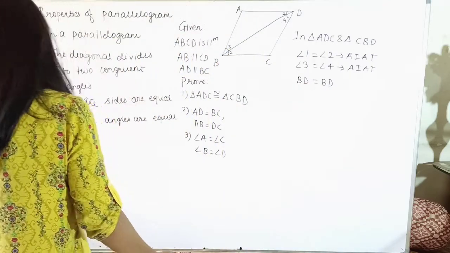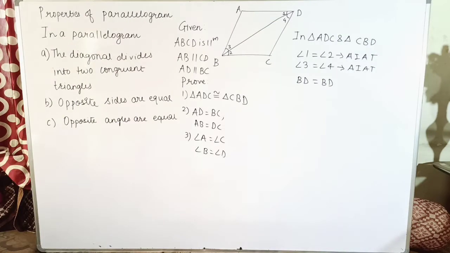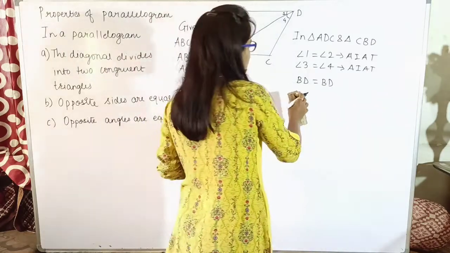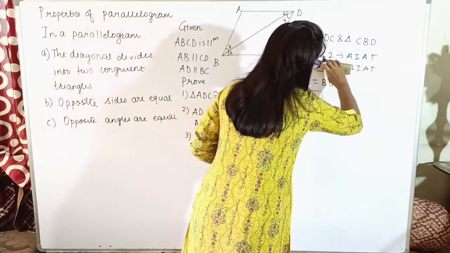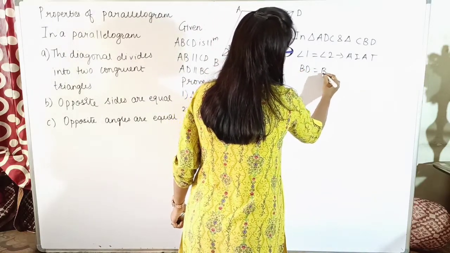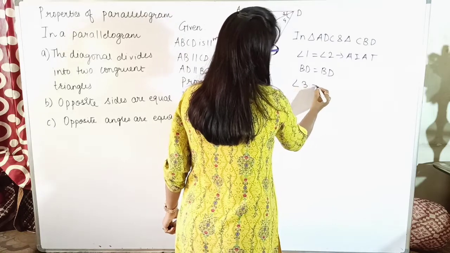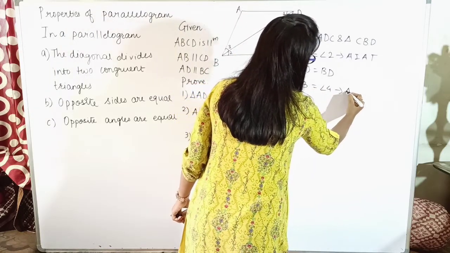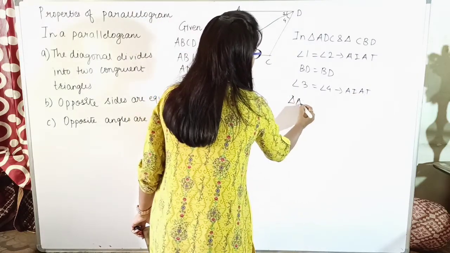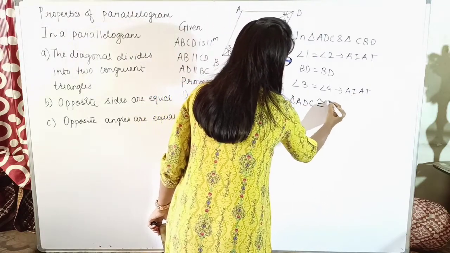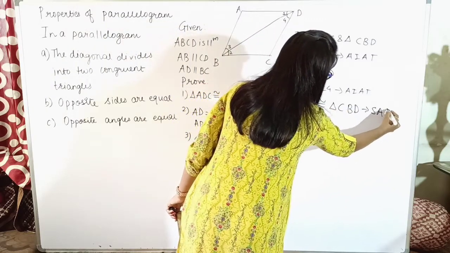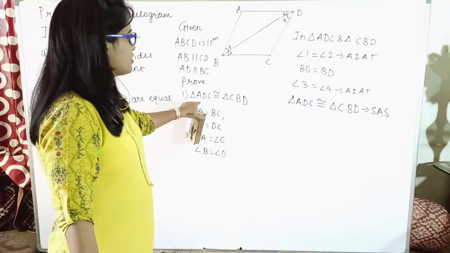Right? But usually we write it in whatever order the congruency is. As you can see, these two angles and the side are equal. So the congruency is SAS. So I will write side first and then I will write the angle. Okay. So angle 3 equals angle 4 and the reason is alternate interior angles theorem. Yes. So as you can see, the two triangles are congruent by SAS congruency. So we have shown the first proof that the two triangles are congruent.